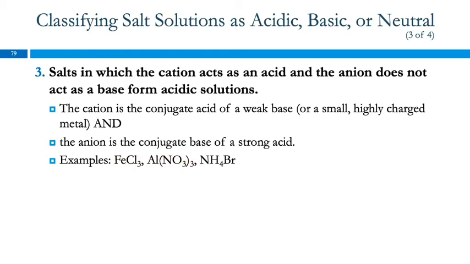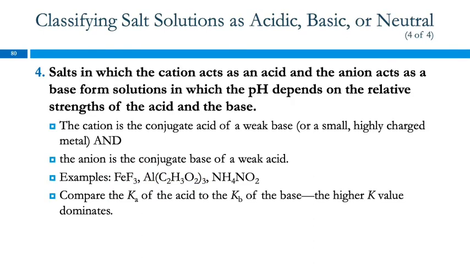And then we have the fourth possibility, where the cation acts as an acid and the anion acts as a base. So then what happens? It depends on who's stronger. So you would compare the Ka of the acid to the Kb of the base, and whichever one is bigger wins. So if Ka is higher, it's acidic, if Kb is higher, it's basic.